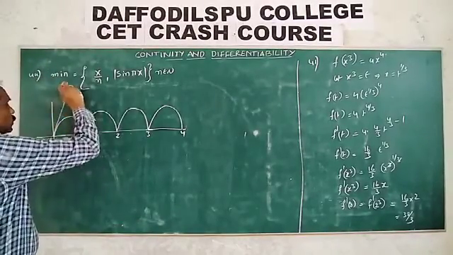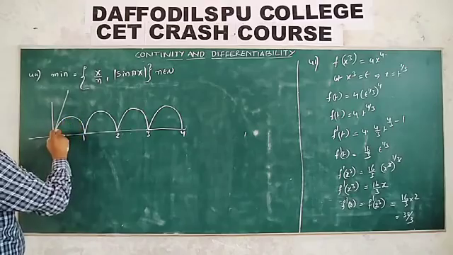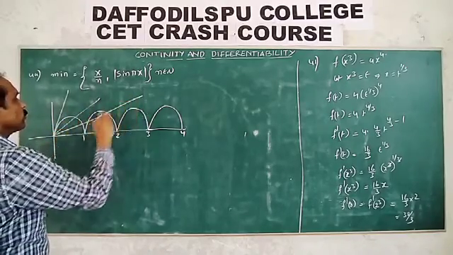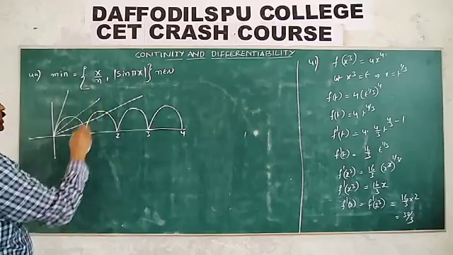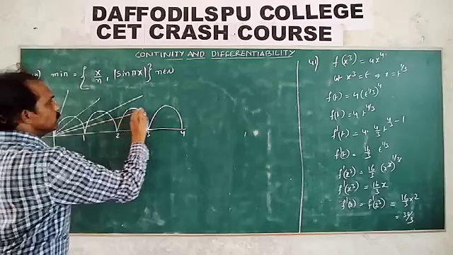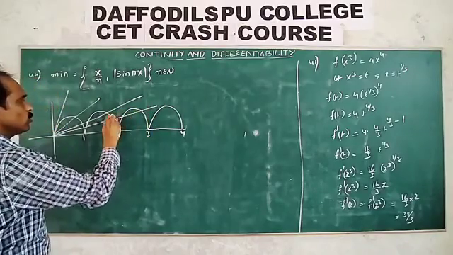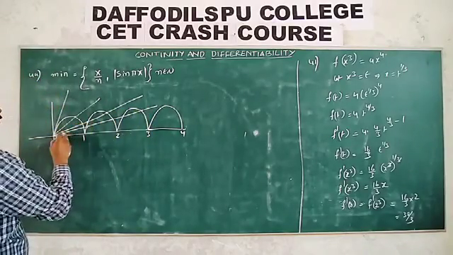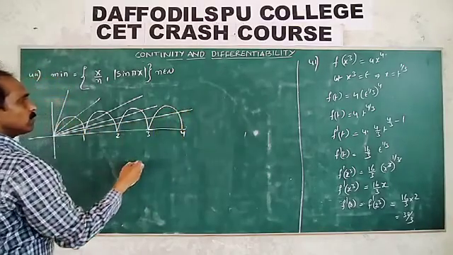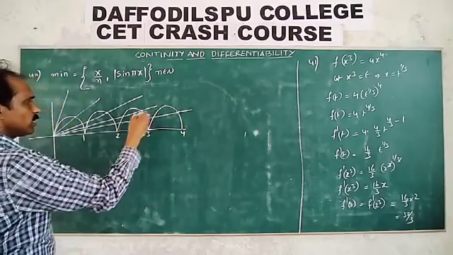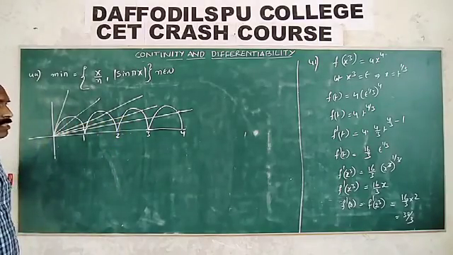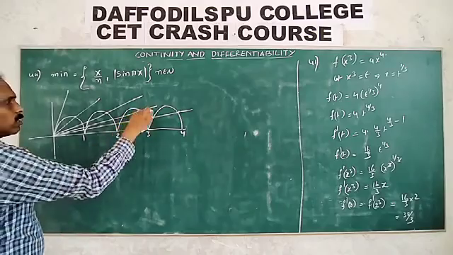Suppose this is like this one, no combination. For this graph, how many? 1, 2, 3. Here is 1. For this one, 1, 2, 3, 4, 5. For this, how much? 1, 2, 3, 4, 5, 6, 7. 7 points not differentiable. Okay, now.